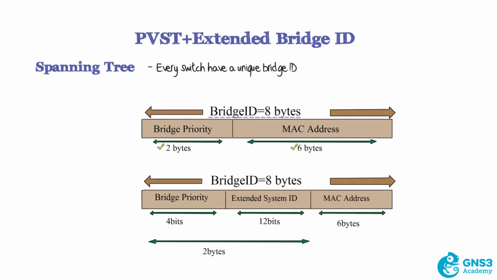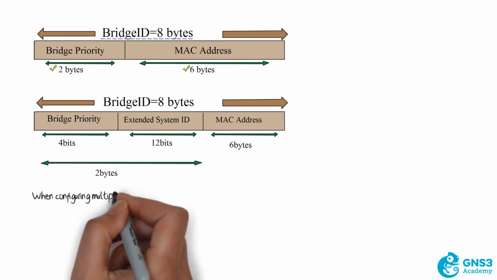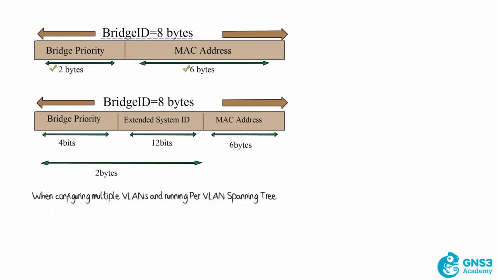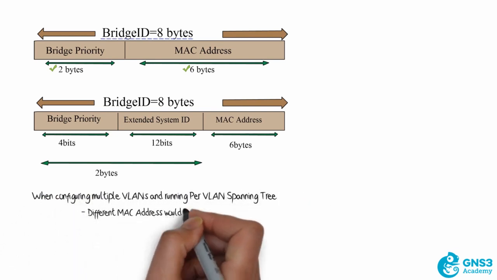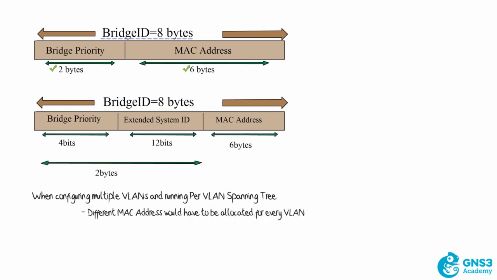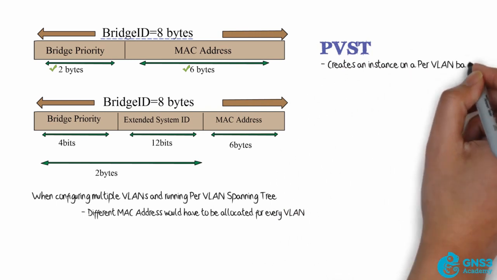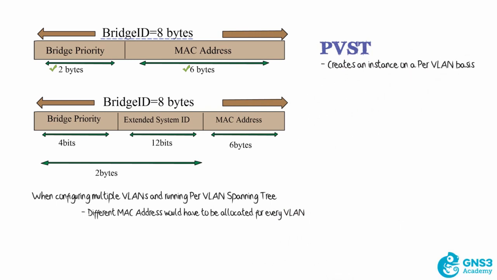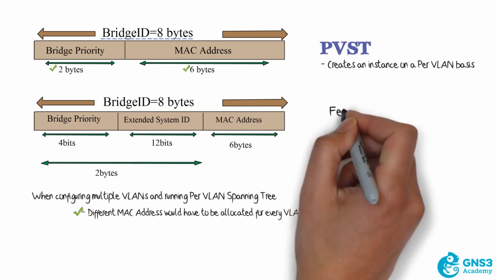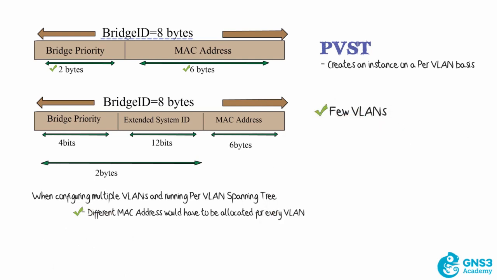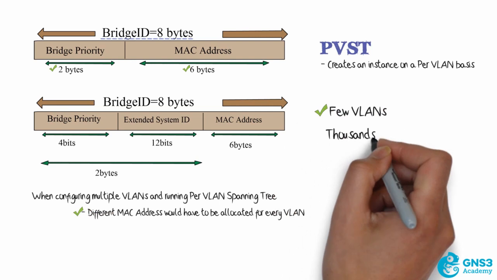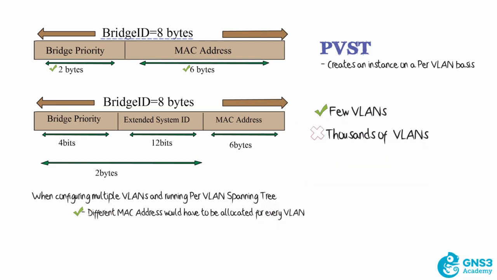address. However, when configuring multiple VLANs and running per VLAN spanning tree, a different MAC address would have to be allocated for every VLAN. PVST creates an instance on a per VLAN basis. So to ensure that the bridge ID is unique on a per VLAN basis, a different MAC address would have to be allocated. Now that works fine if you only have a few VLANs, but if you're configuring hundreds or thousands of VLANs, it's not scalable.